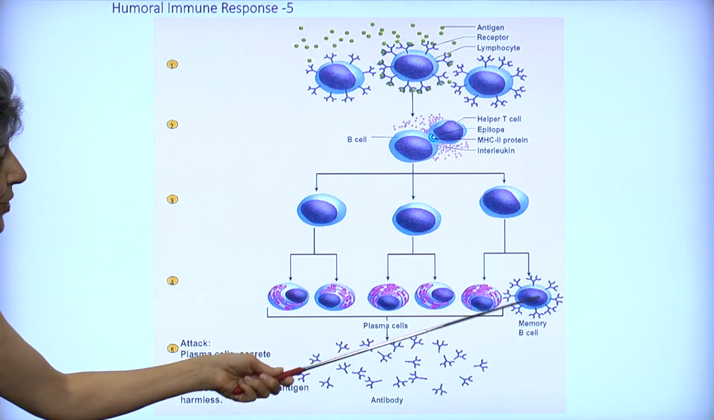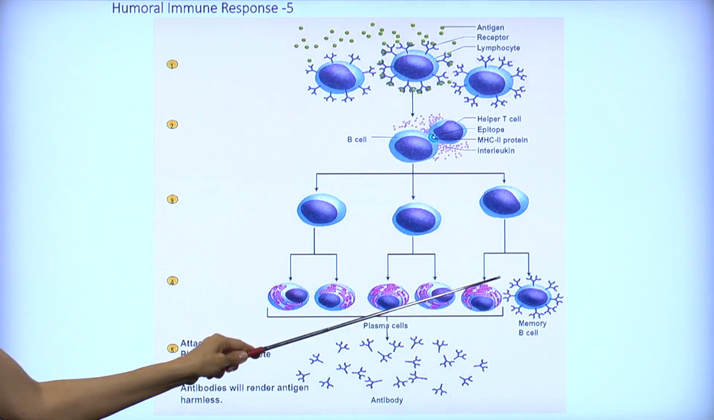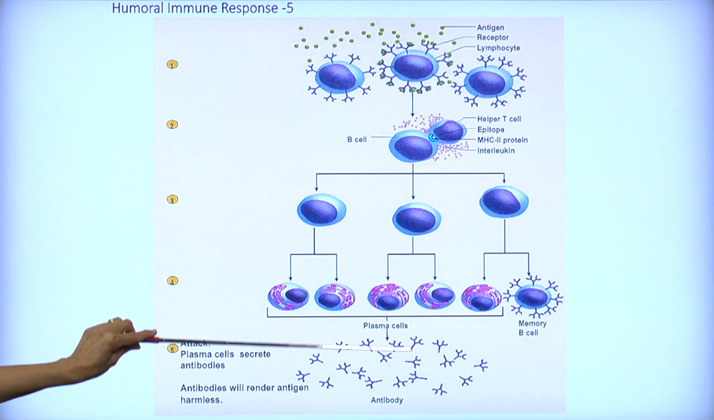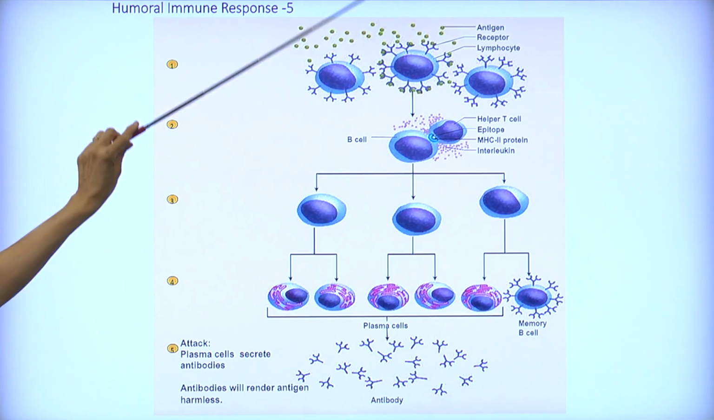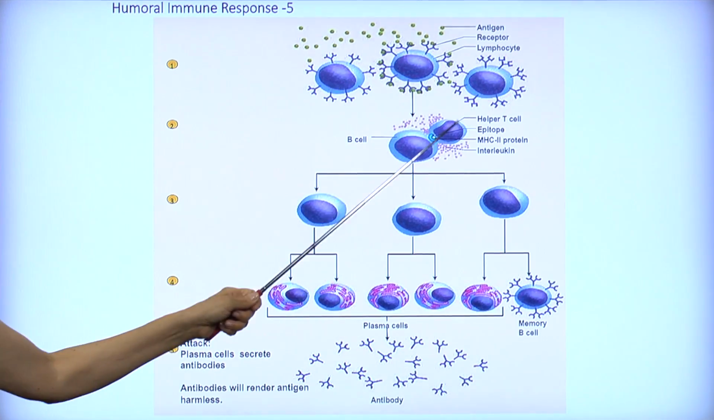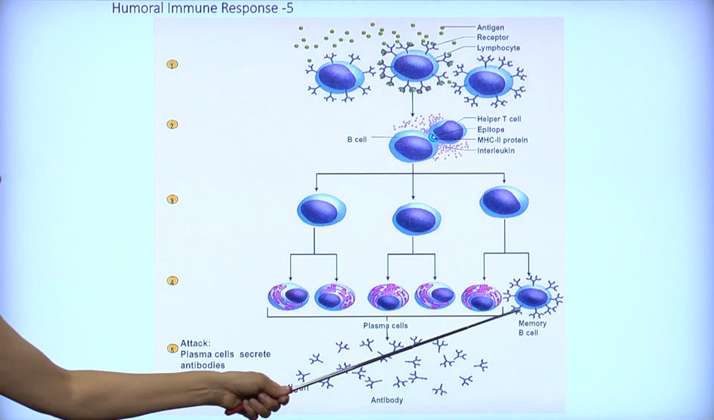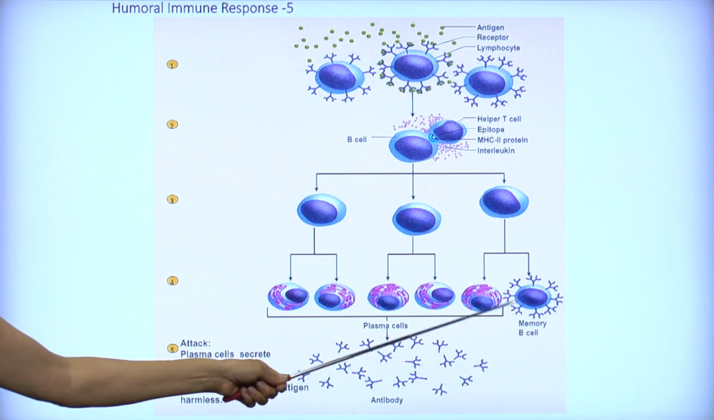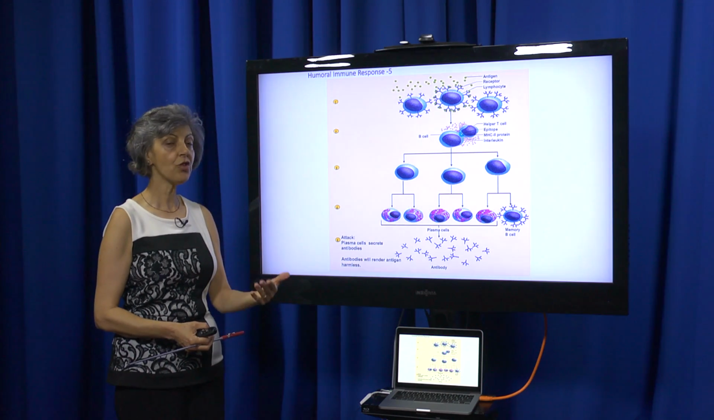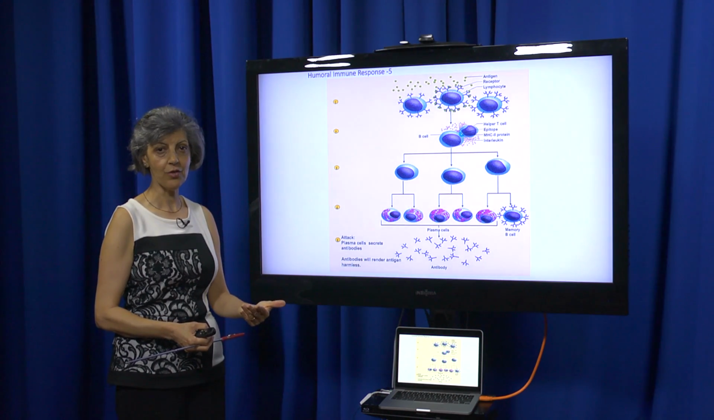The memory B cells will not attack this antigen. They will remain in our system for a very long time. After all of the antibodies have gone away, they have done their work, this memory B cell will remain in our body for many years, so that if there is another infection with the same antigen, these memory B cells will act very quickly. We don't have to go through all of those stages. They will recognize the antigen, produce antibodies, and destroy the antigen much faster and more efficiently.